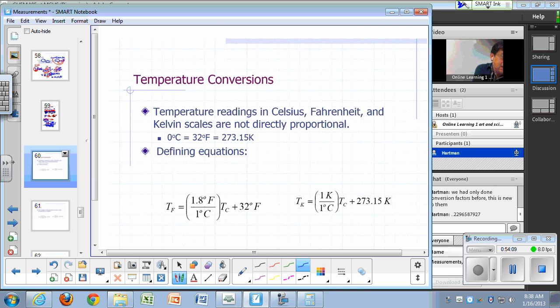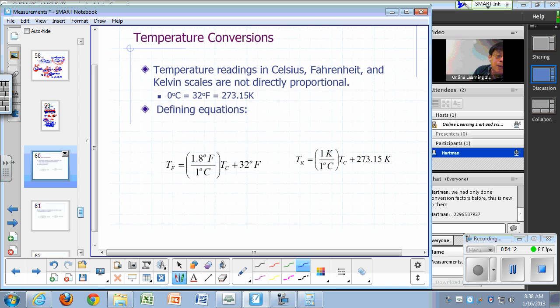All right. What about temperature conversions? Well, temperature readings in Celsius, Fahrenheit, and the Kelvin scale are not directly proportional. A quick way to tell is that 0 on the Celsius scale does not correspond to 0 on the Fahrenheit scale. A reading of 0 on the Celsius scale is 32 degrees on the Fahrenheit scale. It's 273.15 on the Kelvin scale. So you cannot use conversion factors when doing temperature conversions. What you can do is use the defining equations that relate these quantities.